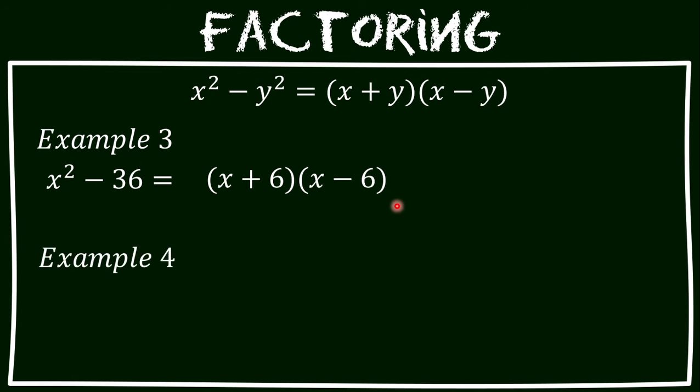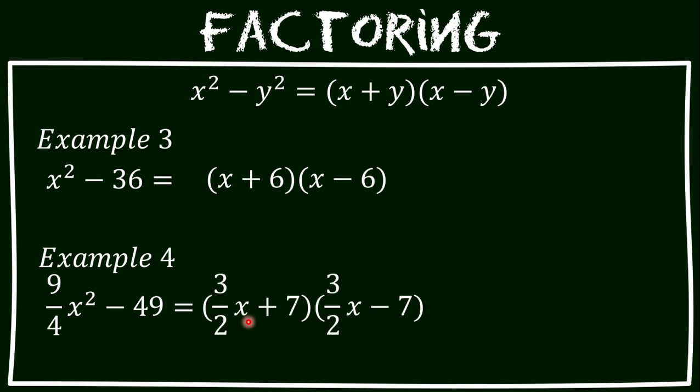Example number 4. We'll have 9 over 4 x raised to 2 minus 49. How are we going to get its factors? The square root of 9 fourths is 3 halves. Then x squared, of course, is x, and 49 is 7. Yes, you're right, that's 7. So 3 halves x plus 7 times 3 halves x minus 7.